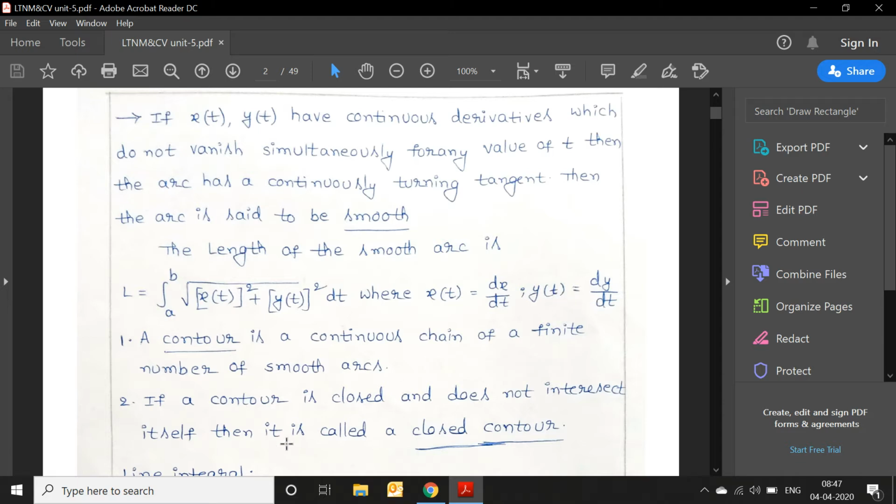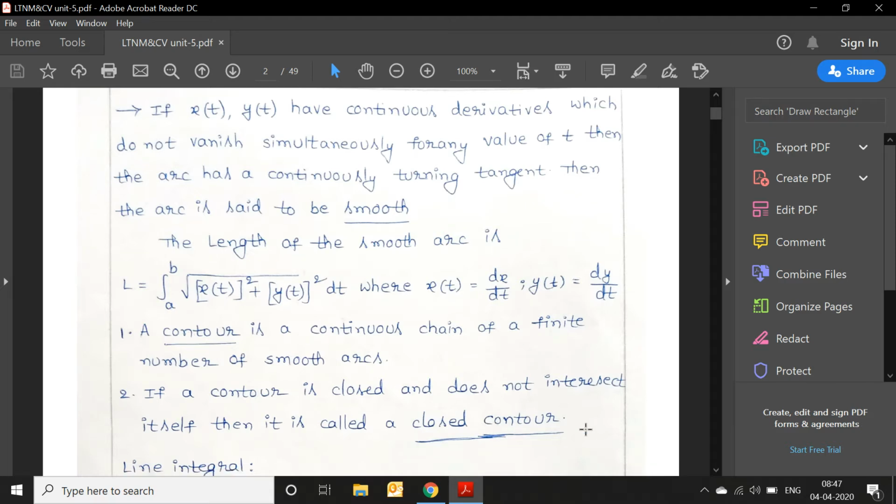Next we will discuss what a contour is. A contour is a continuous chain of a finite number of smooth arcs. Already we discussed the smooth arc here. Now a continuous chain of smooth arcs is called a contour. And going to the closed contour: if a contour is closed and does not intersect itself, then it is called a closed contour.